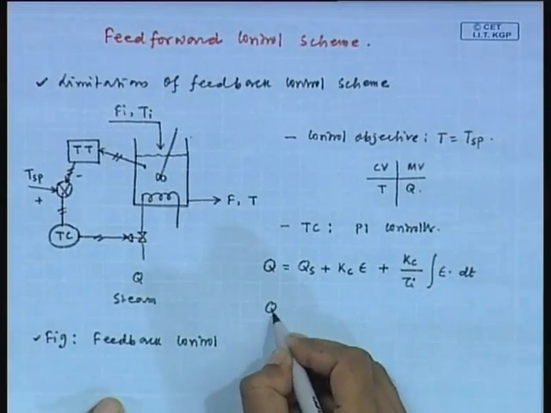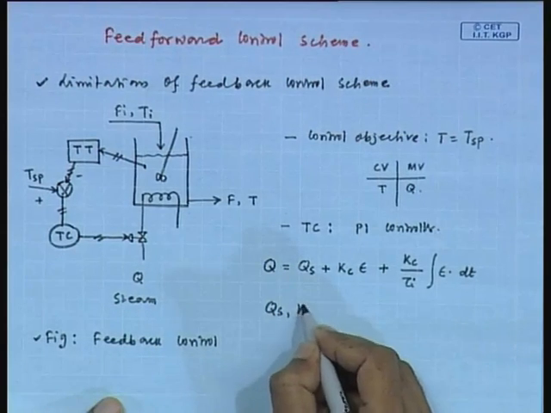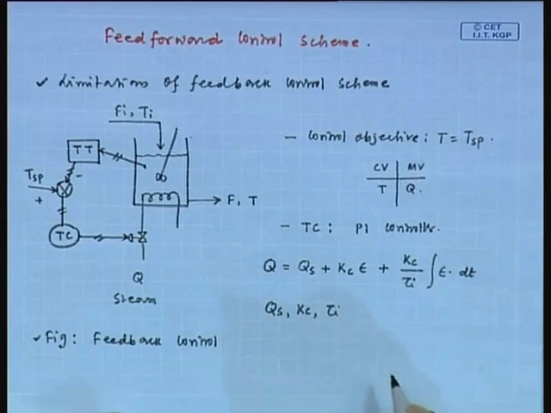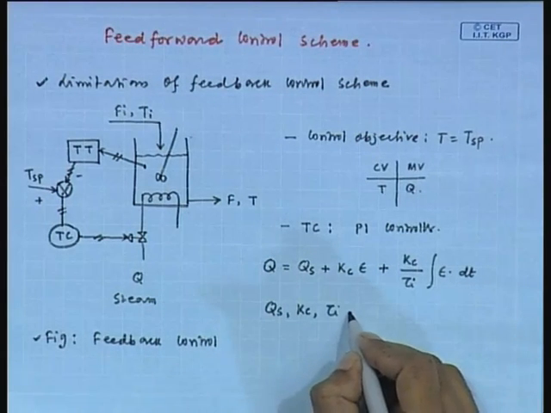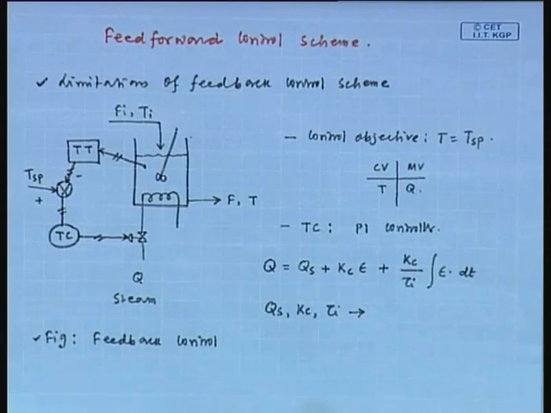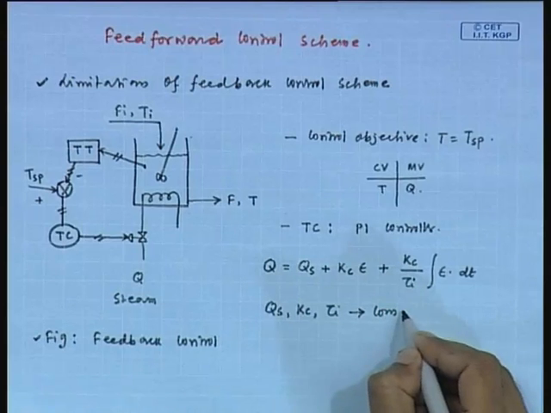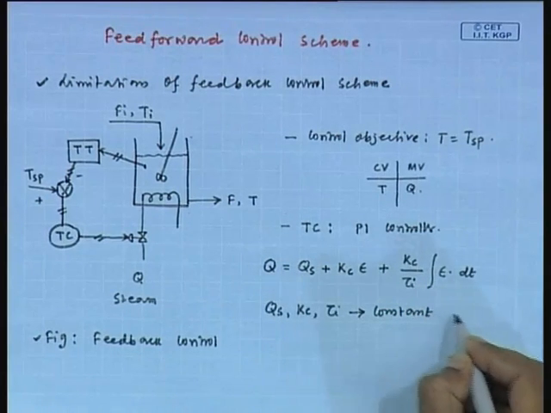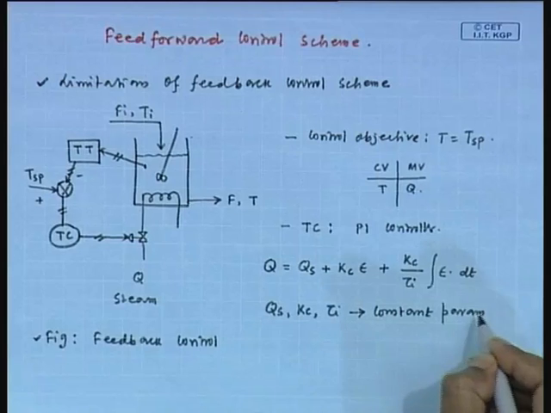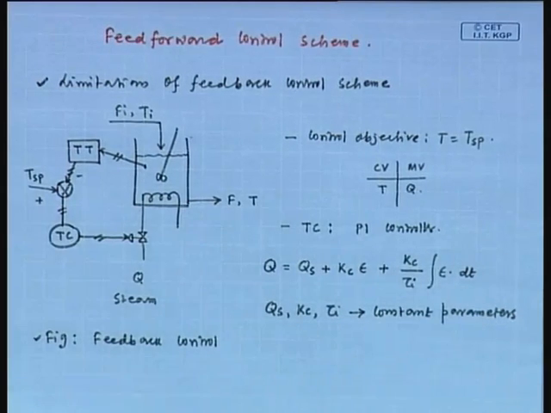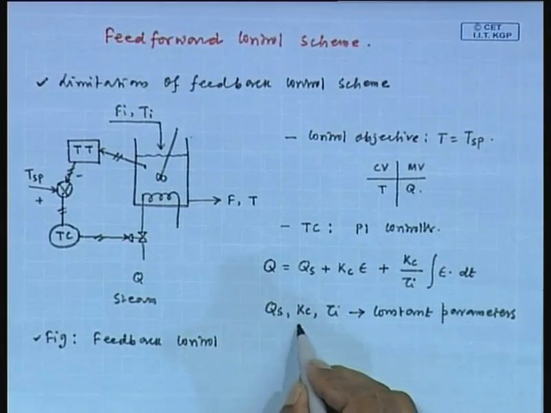Fine. Now, in this equation you see Qs, Kc and tau I are constant parameters. In this PI controller equation, Qs is the bias signal, Kc is the proportional gain and tau I is the time constant. These three are constant parameters. Fine. Last two are the tuning parameters.